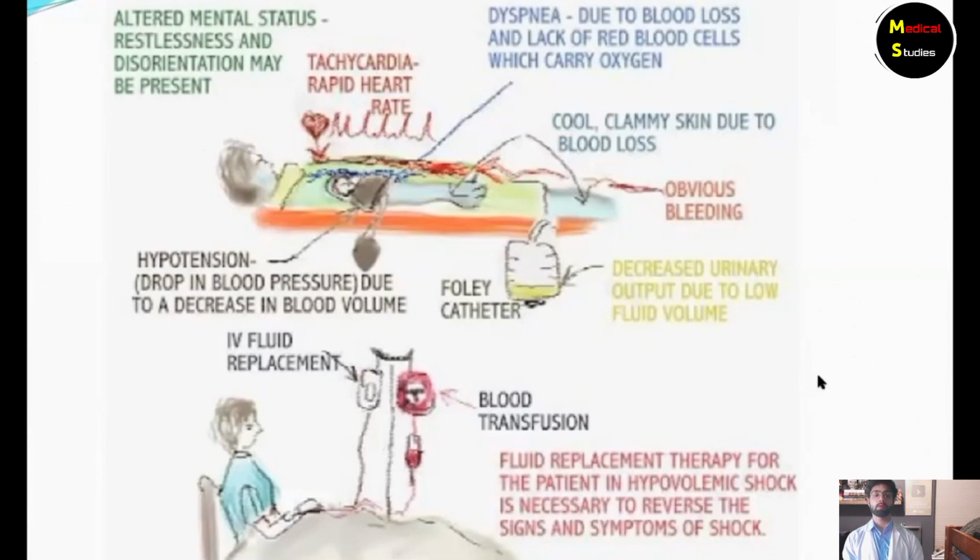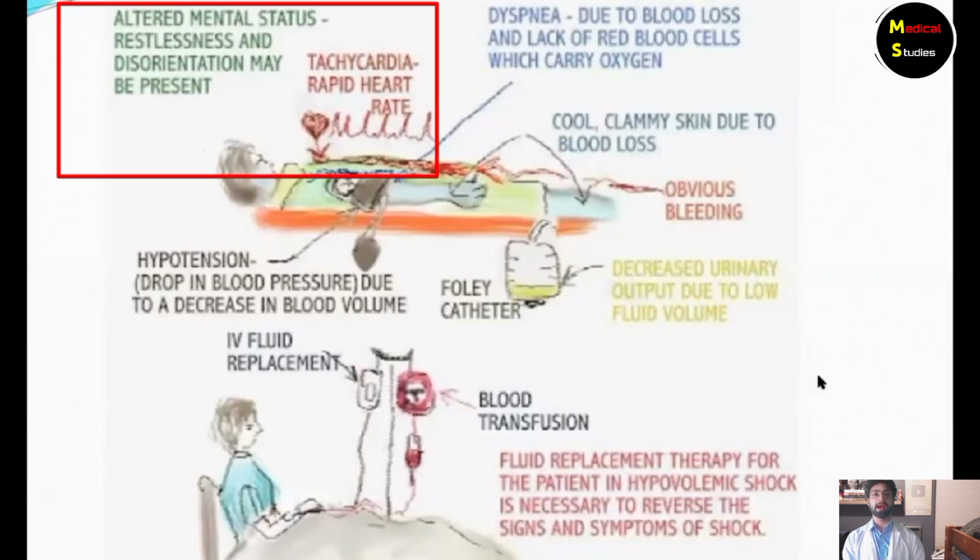There is an altered mental status in a case of shock. We are talking about hypovolemic shock for the time being, and this is because of decreased brain perfusion. So the person may be restless in the beginning. A person becomes restless and also disoriented. Later on, a person may be comatose if brain functions are severely affected.